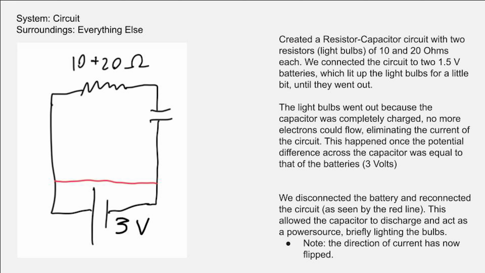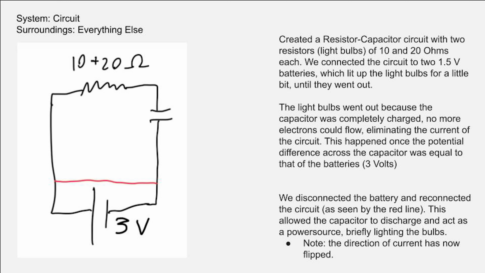ohms each. We connected the circuit up to two 1.5 volt batteries, which lit up the light bulbs briefly until they went out. The light bulbs went out because the capacitor was completely charged. No more electrons could flow, eliminating the current of the circuit. This happened once the potential difference across the capacitor was equal to that of the batteries, which is 3 volts.